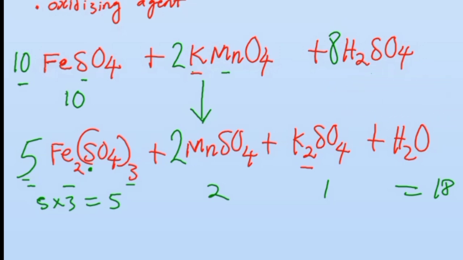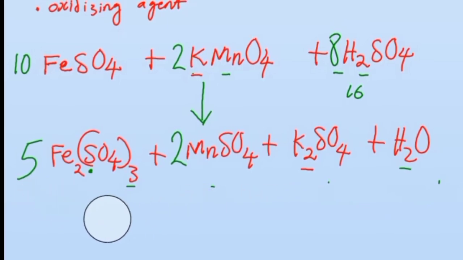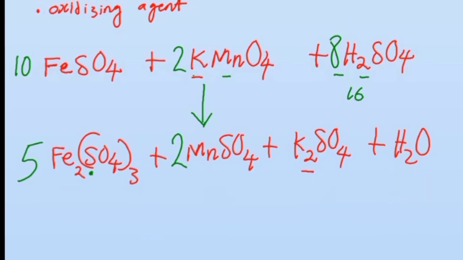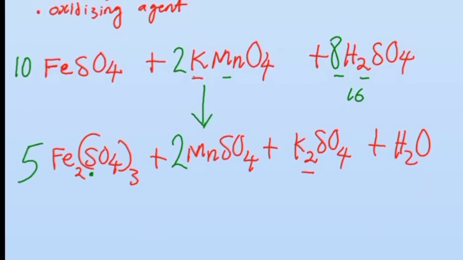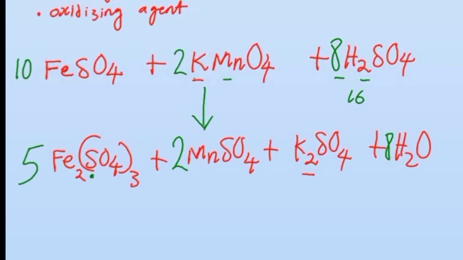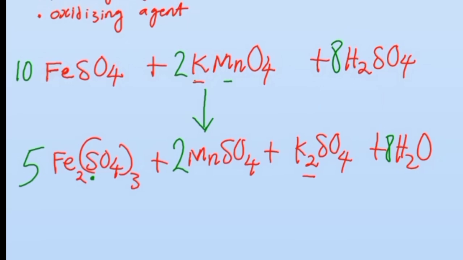Let's go to the next electropositive element, which is hydrogen. Hydrogen is 8 times 2, which is 16 here. Then hydrogen is just 2 here. So we're going to change that, trying to balance it up. Since we have just 2 there, I'll put 8 here. Hydrogen is now balanced. Now we are going to balance the last element, which is oxygen.